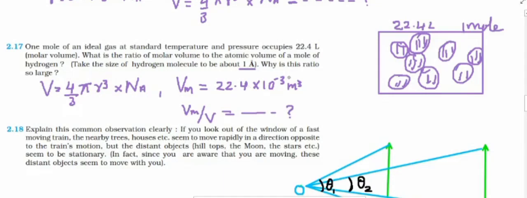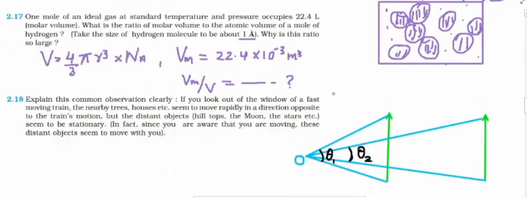Now, why is this ratio so large? The ratio is very large means this molar volume of the box is much greater than the actual volume of the molecules. So what is the reason? Because you know the density of gas is very less. Lot of empty spaces in between the gas molecules. Gas has very low density. So here you have a lot of empty spaces. So compared to the volume of the box, the actual volume of the molecules will be much less.